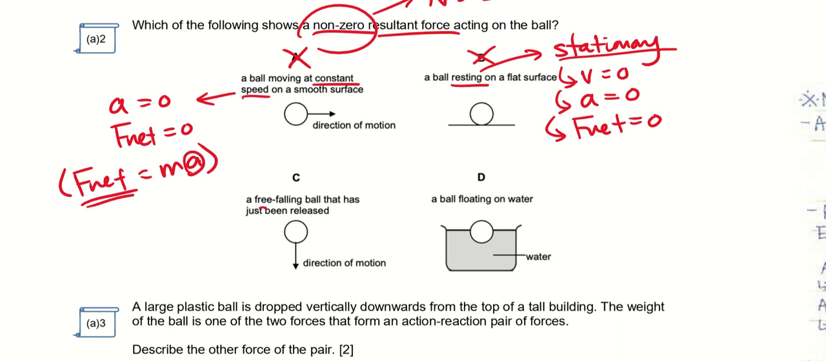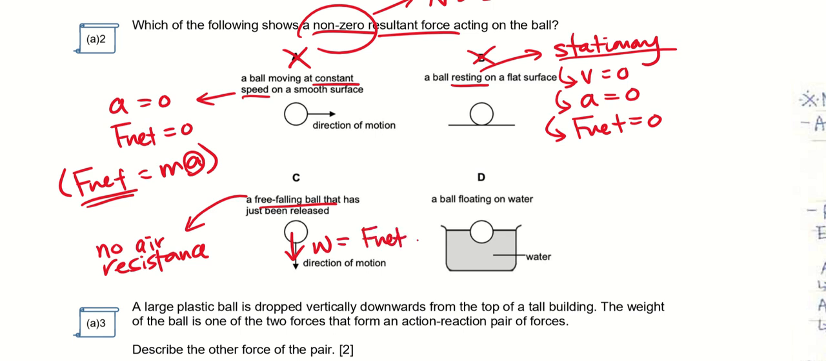Okay, so now we have a free falling ball that has just been released. What is the meaning of free falling? Free falling means no air resistance. Basically it is just the weight acting on it. And therefore, this weight will then be our F net. And if there is this value of weight and there's no air resistance to counteract the downward motion, our weight will just be the F net, and therefore, there will be a resultant force. So answer is C.